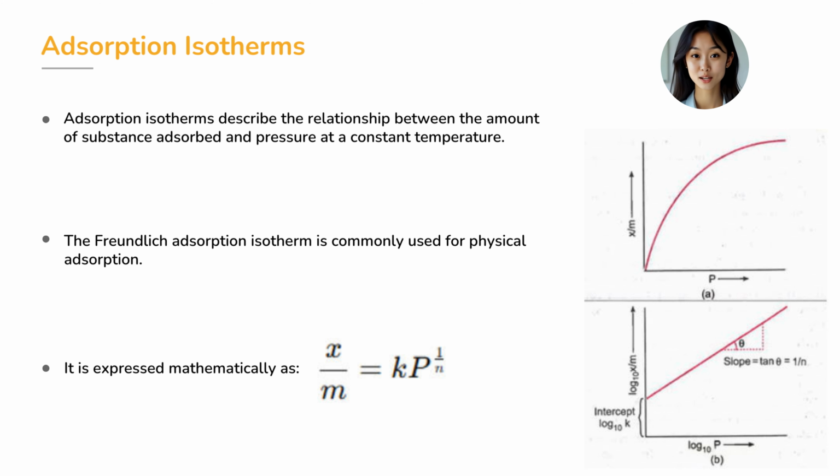Now, let's dive into some science. Adsorption isotherms are used to describe how the amount of adsorbate changes with pressure at a constant temperature. One common equation for this is the Freundlich adsorption isotherm, which is written as x/m = k times p^(1/n), where x/m is the amount of adsorbate per unit mass of the adsorbent, k is the constant specific to the system, p is the pressure, and n is a constant that depends on the system. This equation helps us understand how gases behave when adsorbed onto solid surfaces.